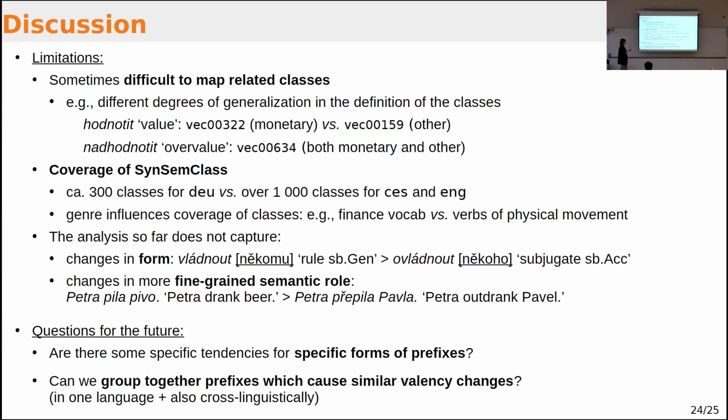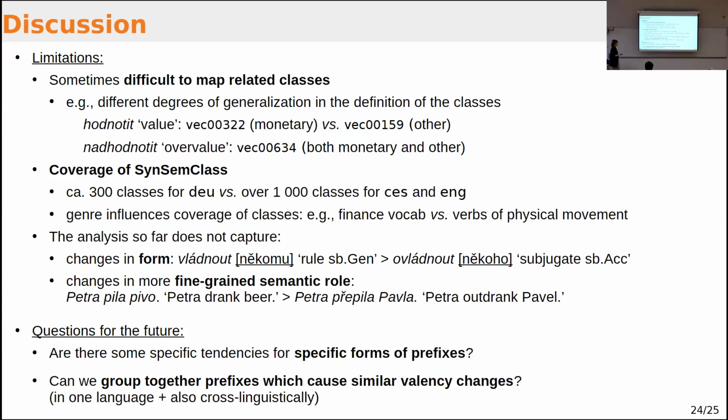So in the future, we may want to ask, are there some specific tendencies for specific forms of prefixes? And can we group together prefixes which cause similar valency changes in one language, but also cross-linguistically? But we would need a bigger sample of verbs so that each prefix is assessed more than a few times, especially for German.